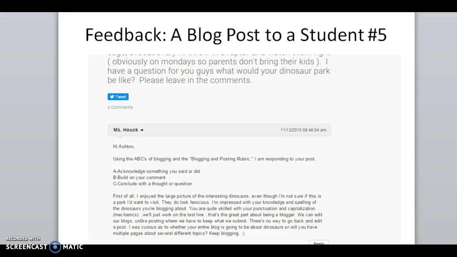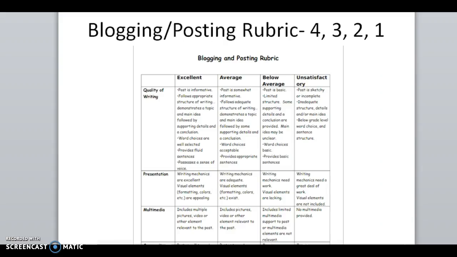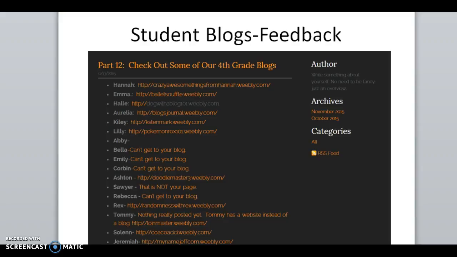And then, once viewing their blogs, I made sure to provide them feedback using the ABC method that we had talked about. I provided the students with a blogging and posting rubric for excellent, average, below average, and unsatisfactory, scoring either a 4, 3, 2, or 1. I wanted the students to be able to have ample practice at blogging before choosing a blog post that they wanted us to grade. I provided students feedback about their blogs, which gave them opportunity to edit and revise them. We discussed how blogs could be edited and revised, but not posts.